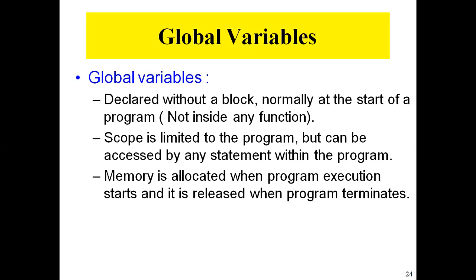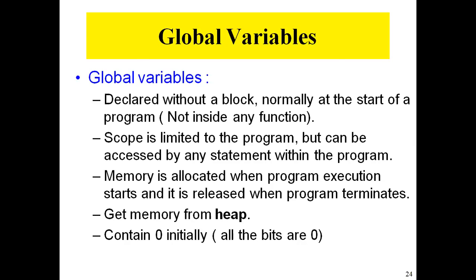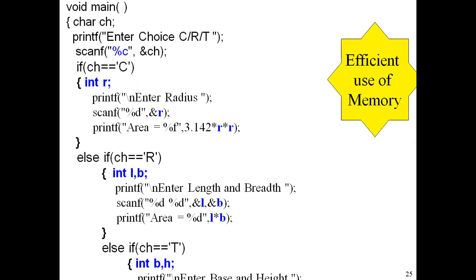So global variables can be used anywhere. They get memory at the start of the program. When we run the program, they get memory at the start, and when the program ends, their memory is released. And they get memory from an area called the heap. So that is the difference between local and global variables. Now, how am I going to use it? So look at this.